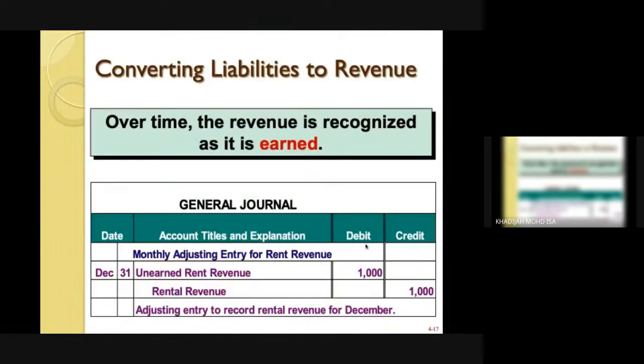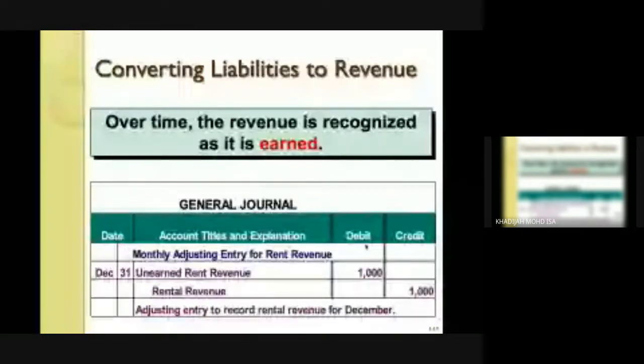Revenue is again a credit because that increases your owner's equity. Unearned revenue is a liability. Why is it debited? Because now the unearned revenue is reduced by 1,000, because you already earned the rental revenue for the month of December.